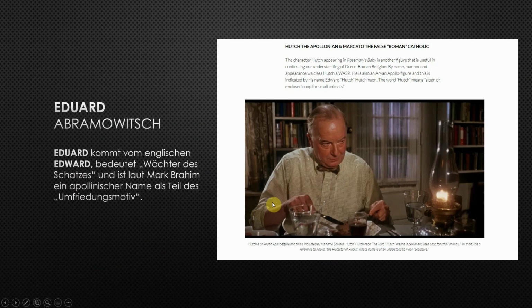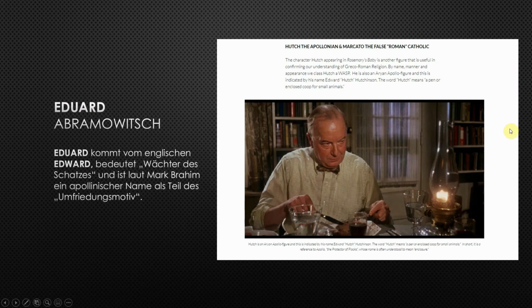And we have the surname of Abramovich, which is Edward. And Edward comes from the English name Edward, and Edward was identified by Mark Brahmin as an Apollonian signifier, which is contradictive to all of the other symbols. So I don't know, maybe Mark Brahmin was wrong, or it's just not important because it's just the surname, doesn't matter, I don't know. But there are some contradictions here.